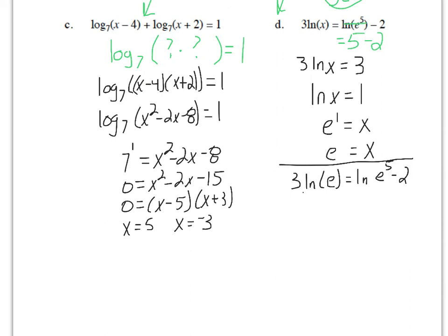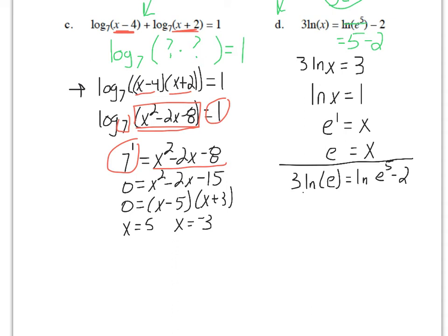So pause this, finish the problems, and then come back and check your work. Okay, welcome back. Here in part C, log base 7 of x minus 4 times x plus 2. So I have to take this x minus 4 and multiply it by this x plus 2, and I get x squared minus 2x minus 8. My base is 7, so 7 raised to the first power has to equal everything inside the parentheses. So I have x squared minus 2x minus 8 equaling 7.